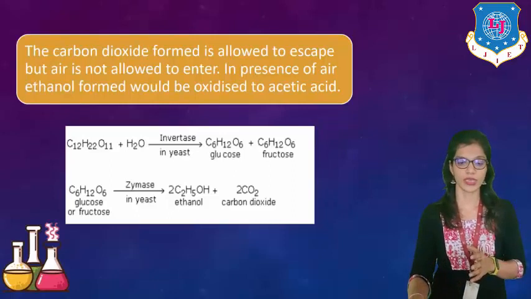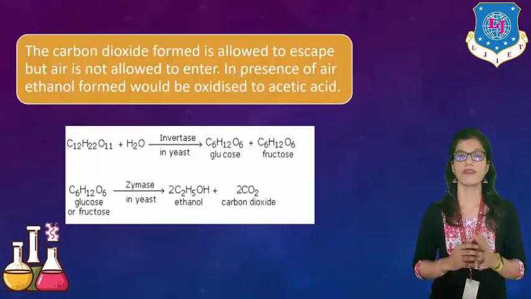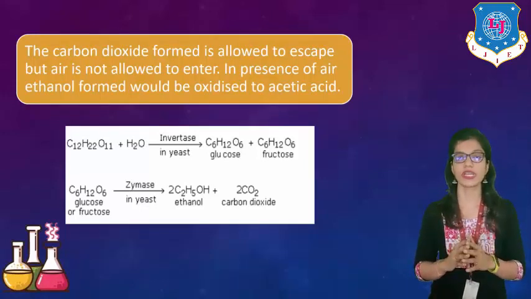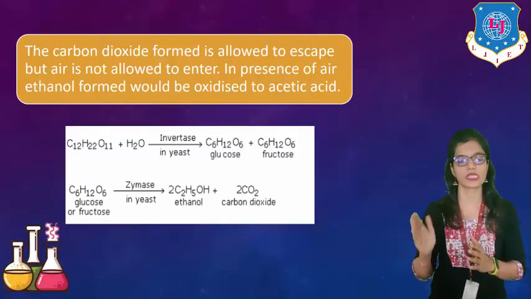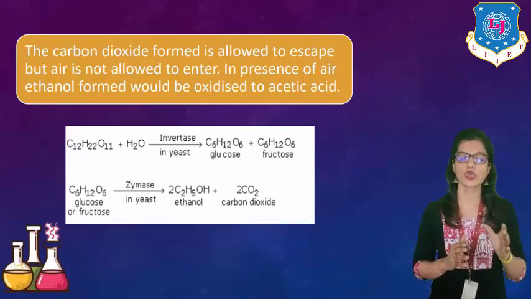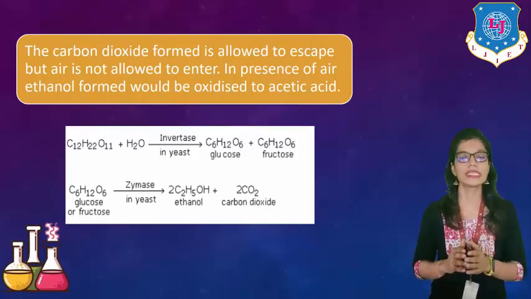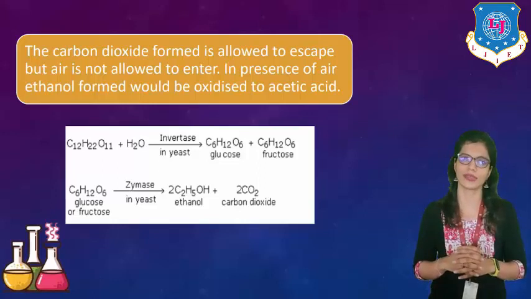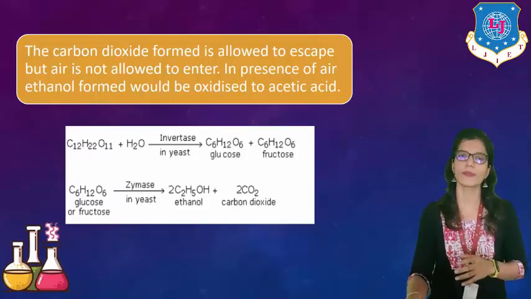Here, if you can see, C12H22O11 plus H2O. We mix it together in the presence of invertase in yeast. We will have glucose and fructose, that is C6H12O6 plus C6H12O6, produced. Now what will happen? In the presence of zymase enzyme, in the presence of yeast, that glucose and fructose gets converted to ethanol, that is C2H5OH, and CO2 is produced. We just have to remove the CO2. We don't have to add air into it. In this manner, ethanol will be produced.